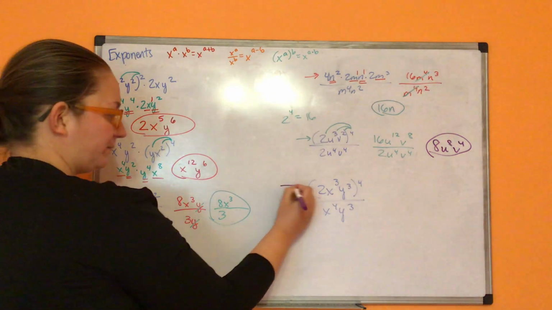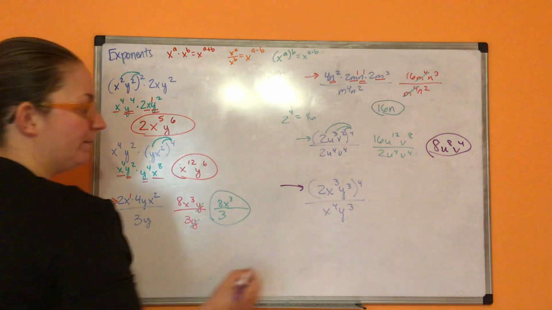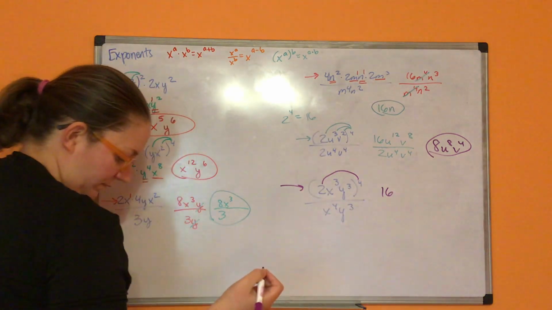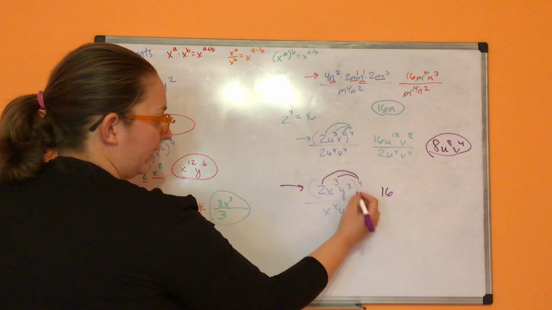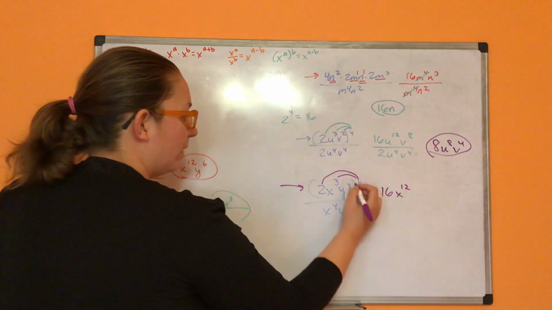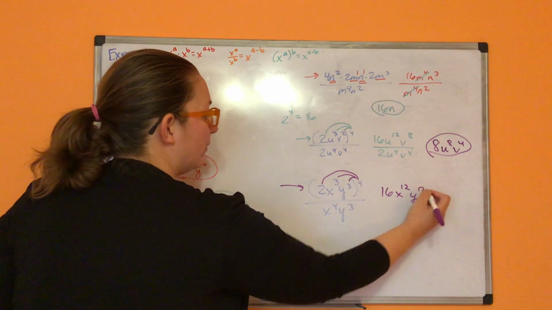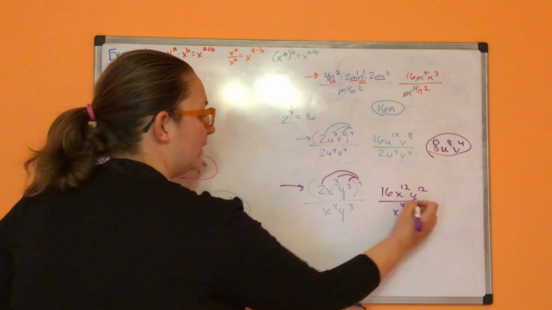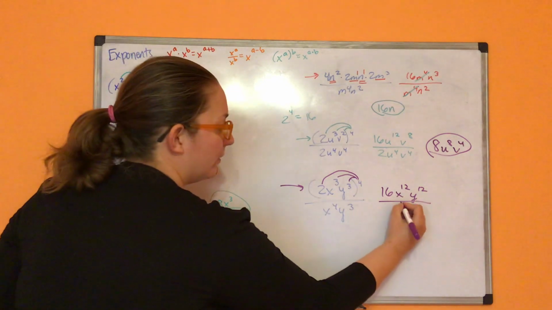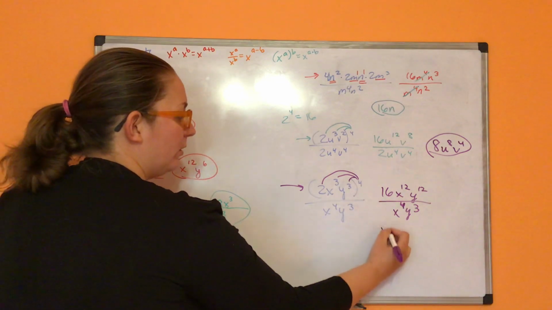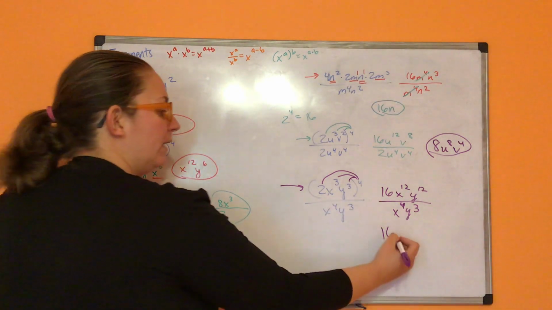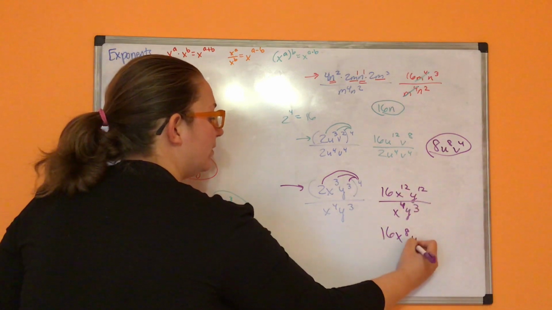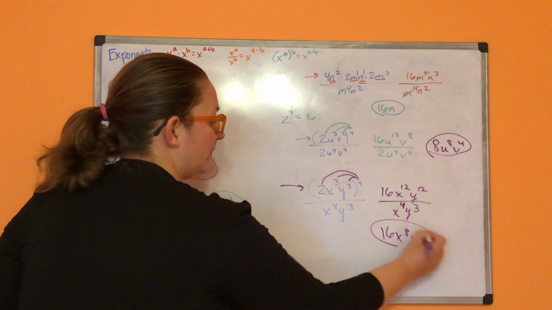Last but not least, start with the power of power up top. 2 to the 4, we just did that a second ago, is 16. And then x to the 3 times 4 becomes x to the 12. Y to the 3 times 4 also is 12. Denominator is the same for now. Now let's simplify what we can. Only one coefficient, so 16 stays the same. X exponent, 12 minus 4 is 8. Y exponent, 12 minus 3 is 9. And that is it.